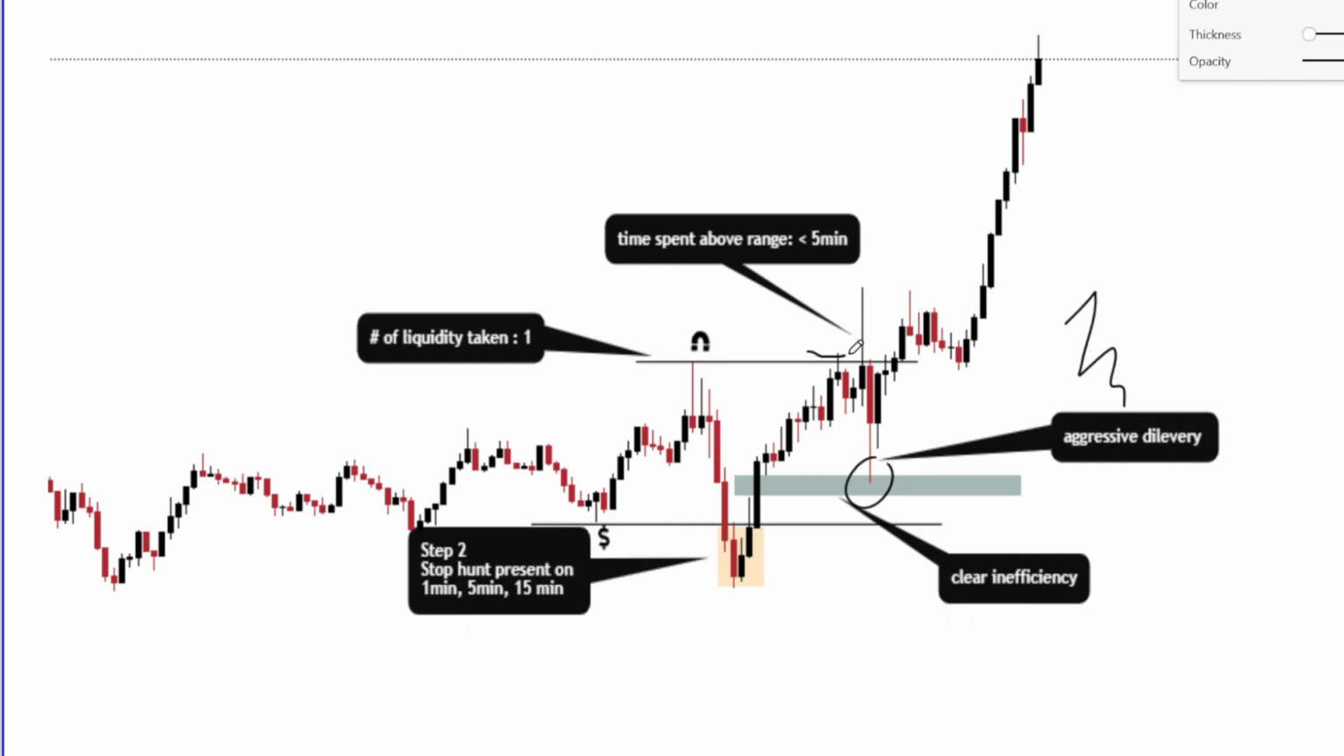How long did price spend above the range before attacking our point of interest? Less than 5 minutes. Why is it less than 5 minutes? Because this is a 5 minute candle and price never closed above. That means it would wick out for 1 minute or 2 minutes and come back and close inside of the range. So the time price spent above our range is less than 5 minutes.